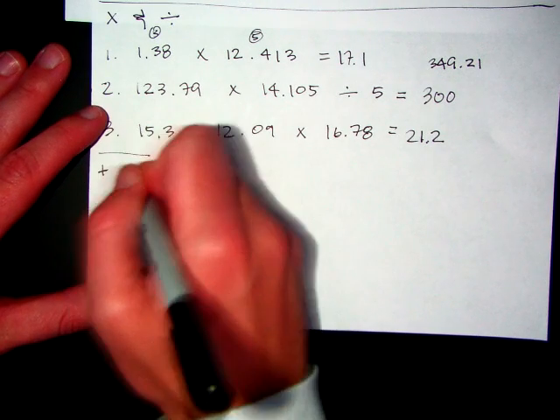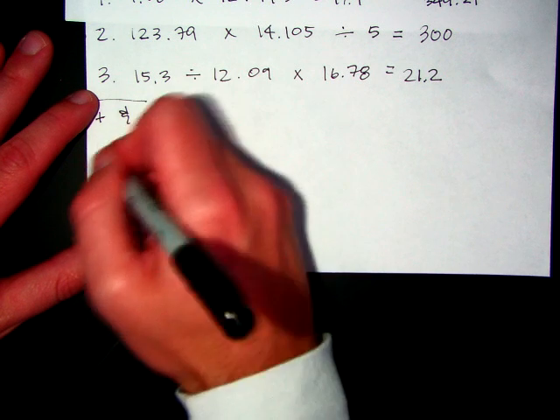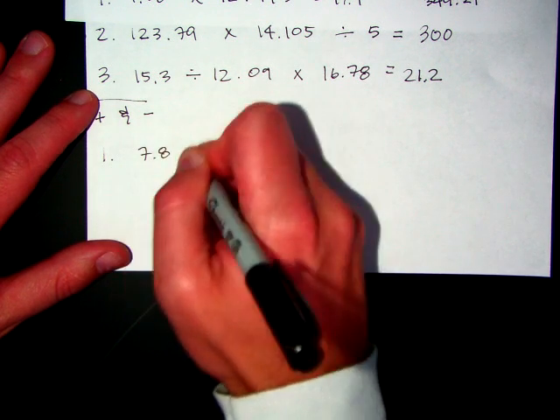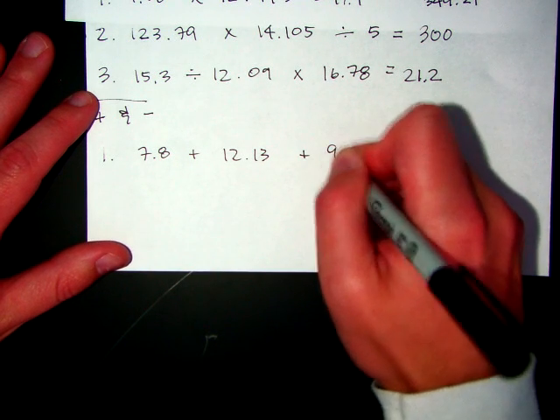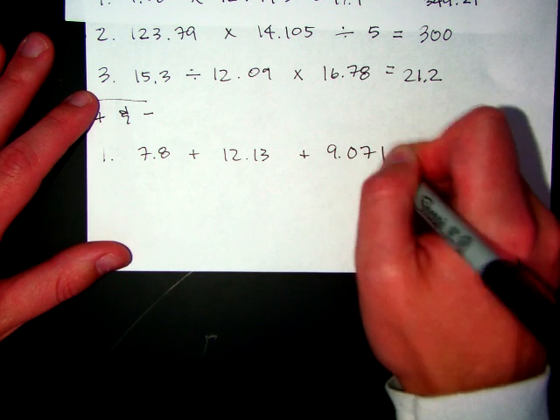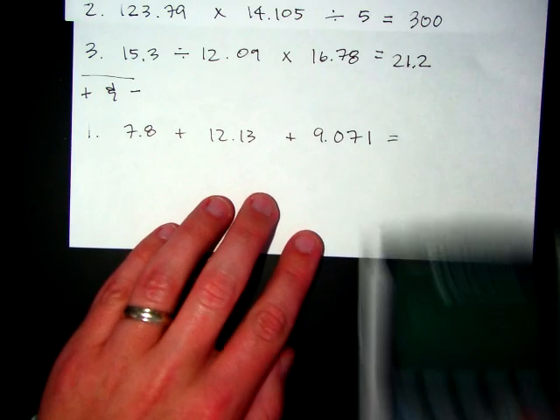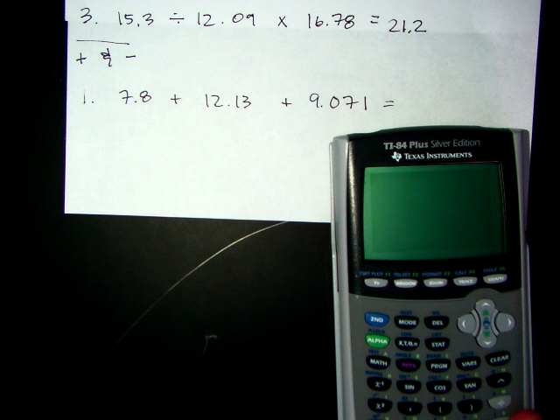So for addition and subtraction, plus and minus, let's say we add 7.8 plus 12.13 plus 9.071. Okay, still, add it the way you regularly would on your calculator. 7.8 plus 12.13 plus 9.071. What happened?